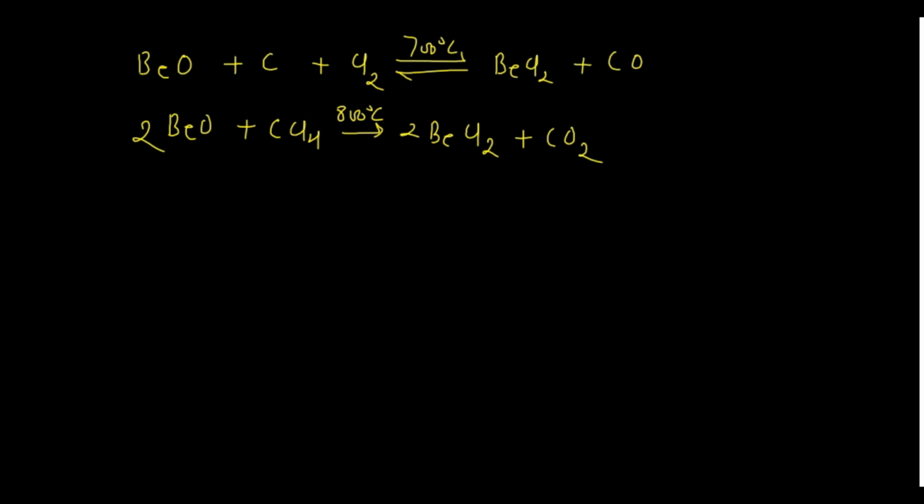Your beryllium chloride in the vapor stage will exist as a monomer or the dimer, that is BeCl2 or BeCl2 whole twice, while in the solid state it is polymerized. But the structure of the polymerized form of the beryllium hydride and the beryllium halide is different, as I have already explained to you. Okay, now moving to the next slide.